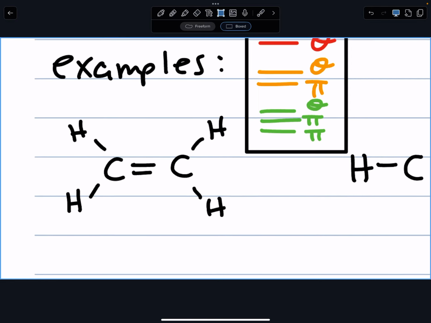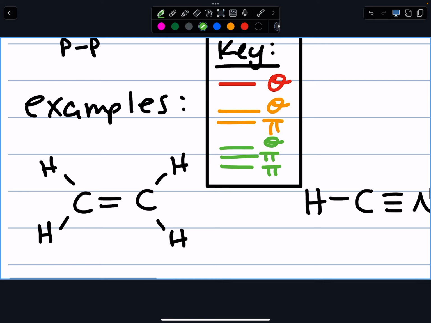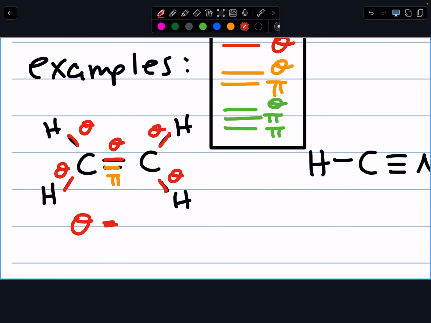Plain sigma. Right? So I have sigma bond here, sigma bond here, sigma bond here, in red, sigma bond here. You're with me? How about the double bond? What does the double bond contain? 1 sigma, 1 pi. So the first one is a sigma, and the second one is a pi. So I have pi, and then I have sigma, sigma, sigma, sigma, sigma. So how many sigma bonds do I have? And how many pi? 1. Easy, right?